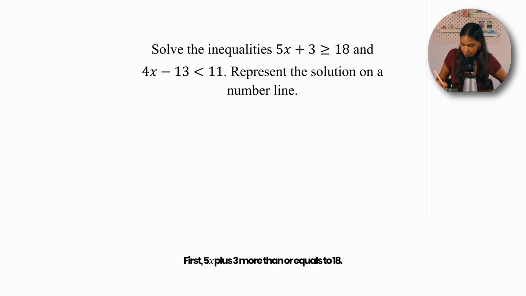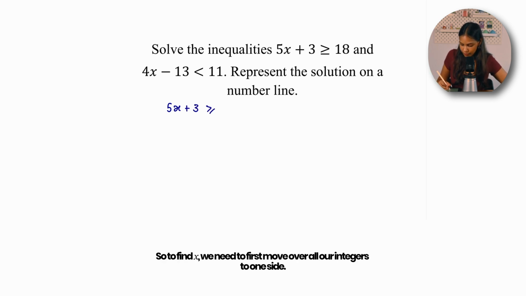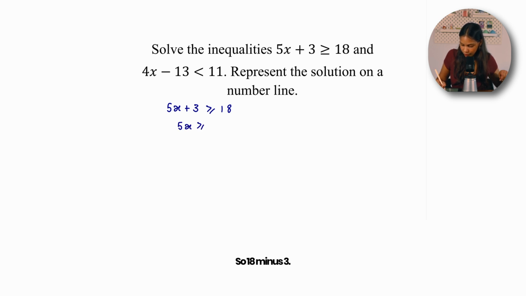5x + 3 ≥ 18. So to find x, we need to first move over all our integers to one side. So 18 - 3. That will give us 5x ≥ 15. So x will be 15 divided by 5.